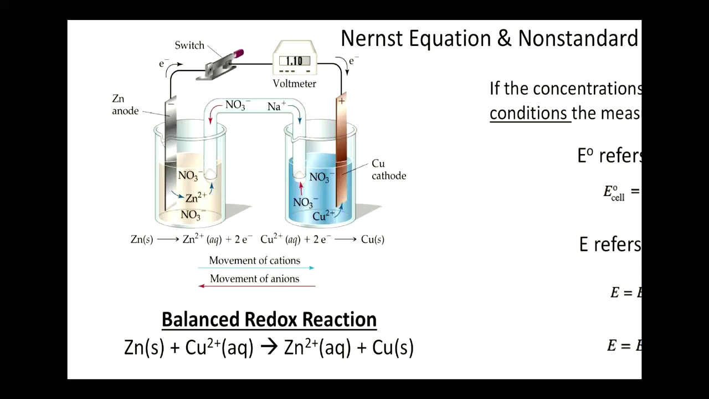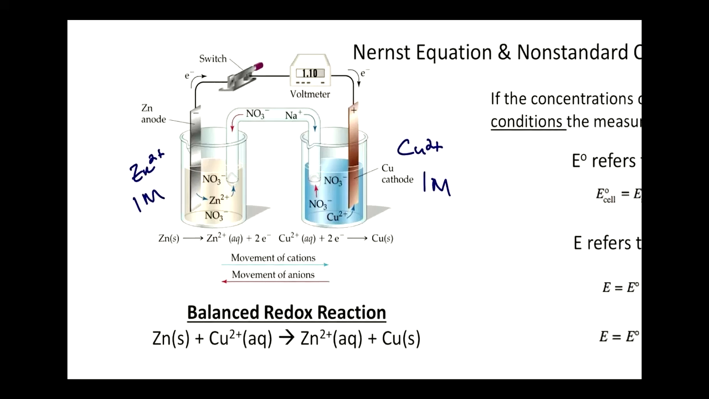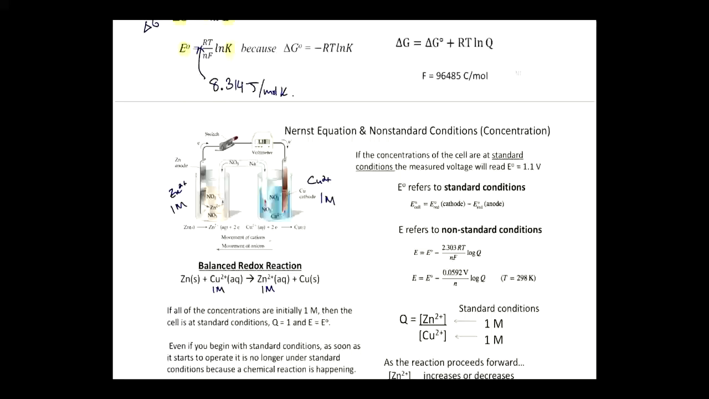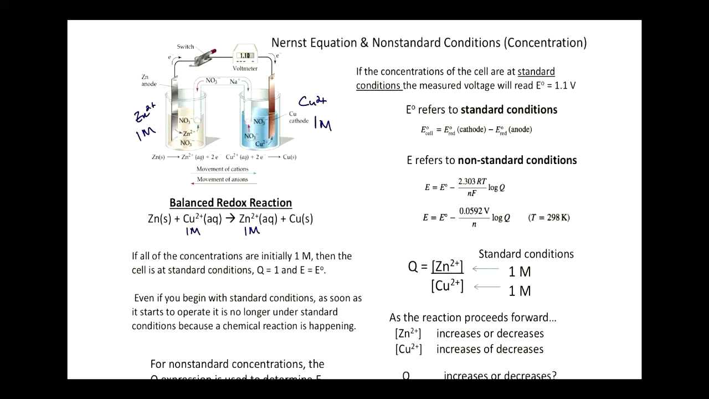But the important thing was that this zinc 2+ concentration was 1 molarity, and this copper 2+ concentration was also 1 molarity. Because again, how we got that 1.1 volts was taking the reduction potential table, doing cathode minus anode, but since those values are at standard conditions, everything needs to be at 1 molarity. So this is 1 molarity, this guy is 1 molarity. But we talked about this earlier, all right? So a reaction is happening.